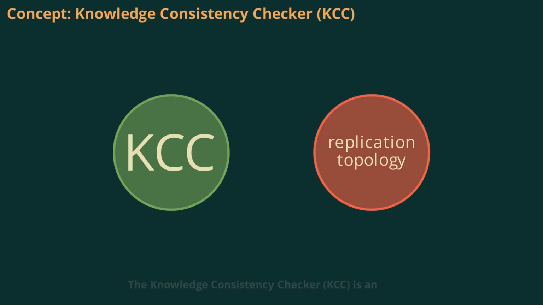The Knowledge Consistency Checker, KCC, is an automated process running on every domain controller. It generates and maintains the replication topology, adapting dynamically to changes in the environment. The KCC ensures that replication remains efficient and resilient as your directory evolves.